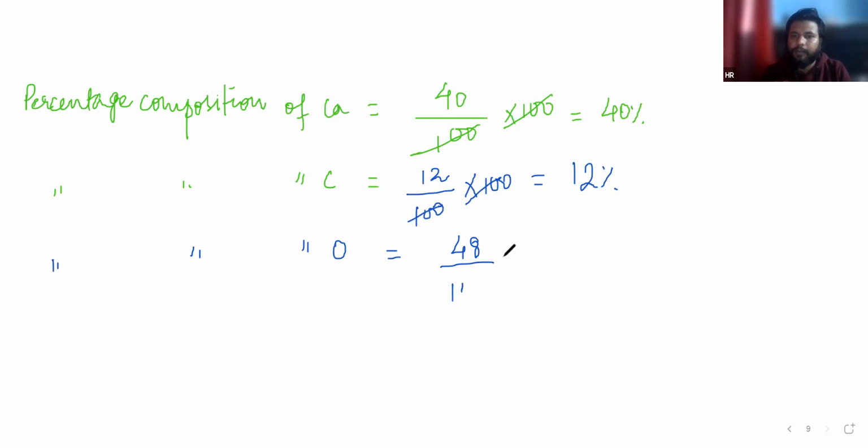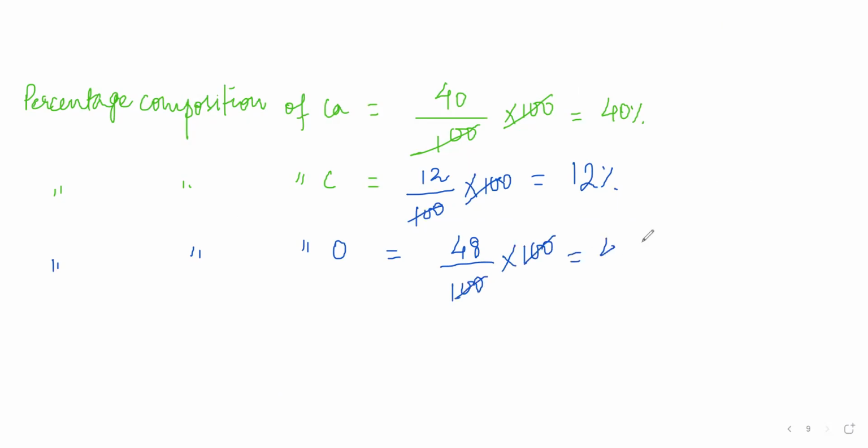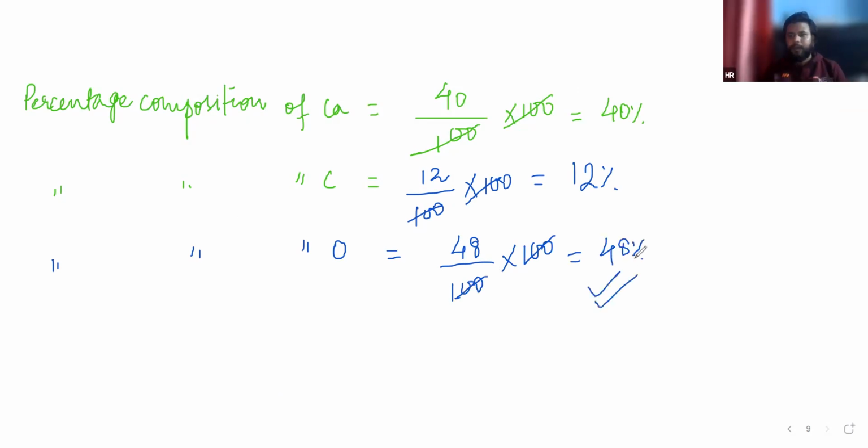Total mass of the compound is 100 gram, and for percent you need to multiply it by 100, and you will get 48%. So we just need to put the atomic mass of each element present in the compound upon the total mass of the compound into 100 for percentage composition. We are doing it for weight by weight percent, not volume and not number. Weight percent. Okay, Akash? Yes, sir.